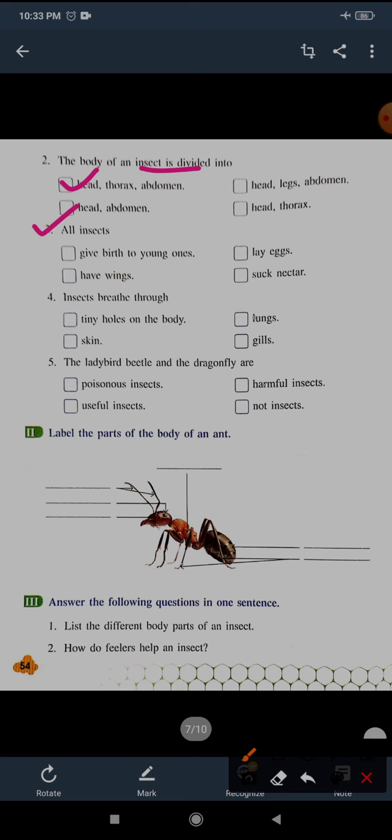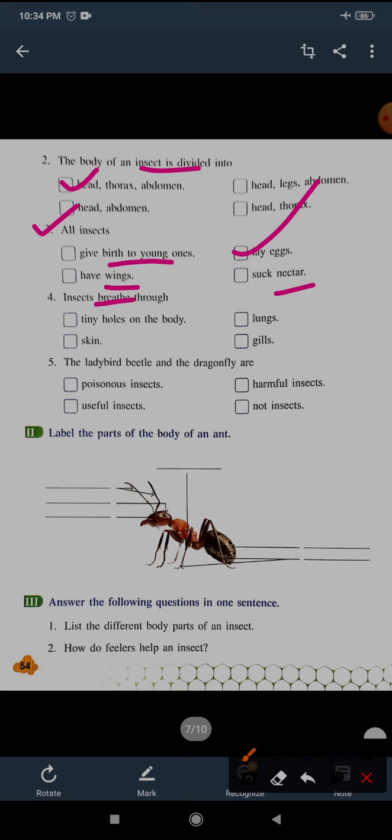Now the third question is, all insects... you have to choose the option which is correct for all insects, not only for some exceptions. So what are the options? Give birth to young ones. Obviously all insects have young ones, but how? They lay eggs, or some of them are mammals, so you have to think. Have wings. All insects don't have wings, it is not necessary. Suck nectar. Not all insects suck nectar. So your correct option is lay eggs.